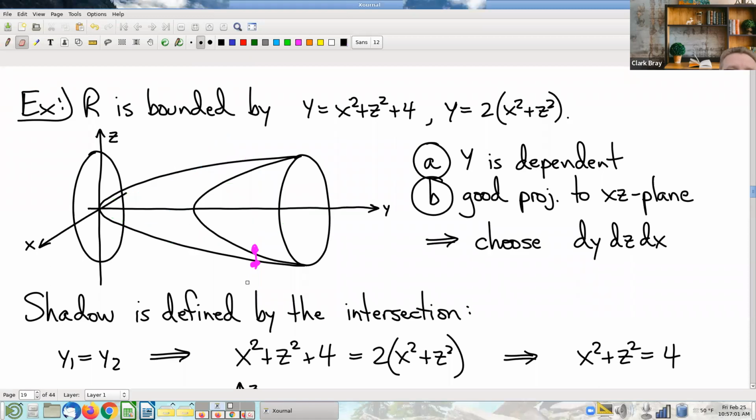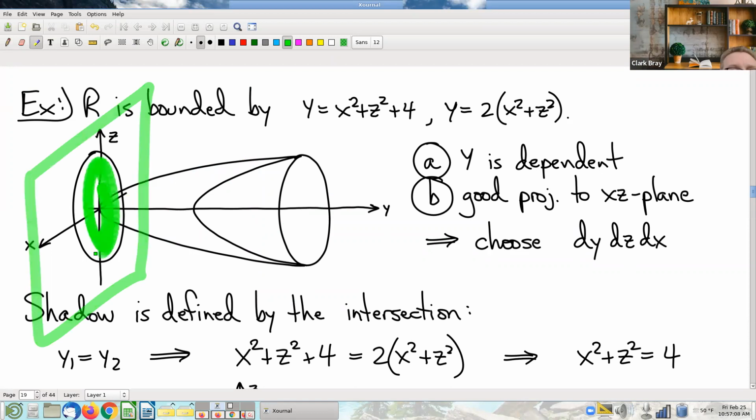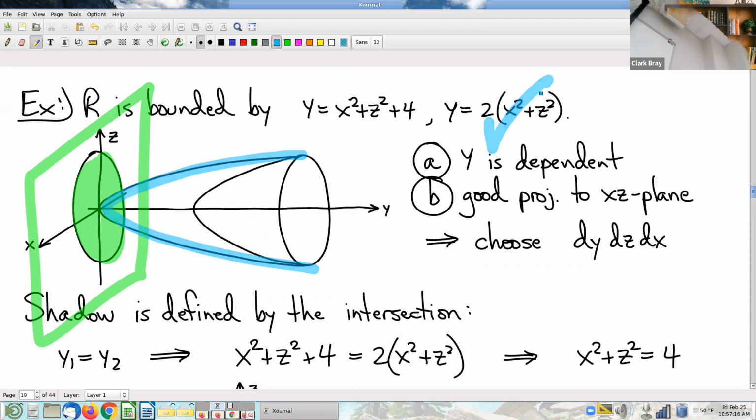But if we project to the XZ plane, right, the projection is a disk. The lower surface is always that paraboloid. The upper surface for the Y slices is always that paraboloid. It's not a problem. Yes.